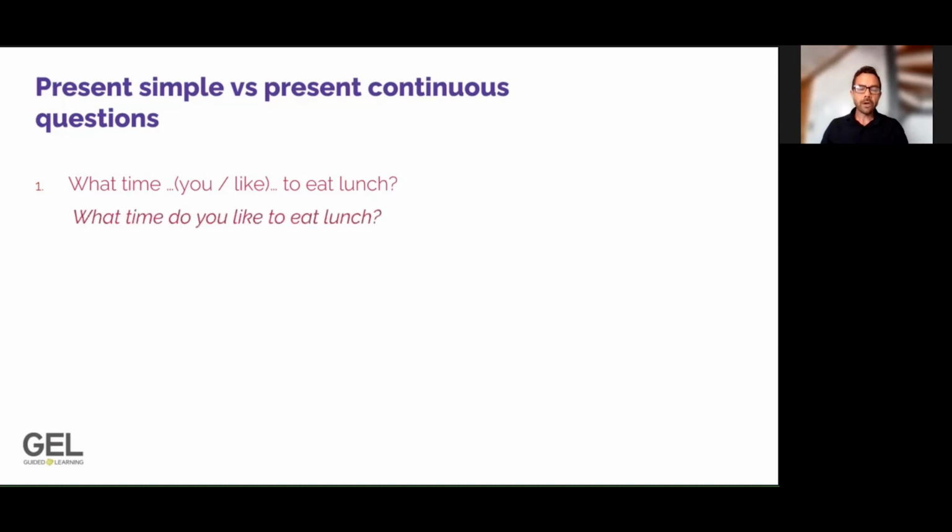So our correct question would be, what time do you like to eat lunch? And this is present simple question. Let's look at number two. Again, we have the beginning and we have the end of the question. We need to use those center words in the brackets to form the correct question. Below the video, can you please answer the next question? And can you write the four words that we need to complete this question?